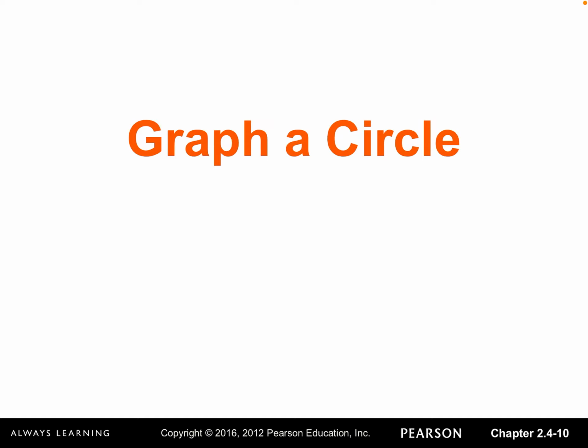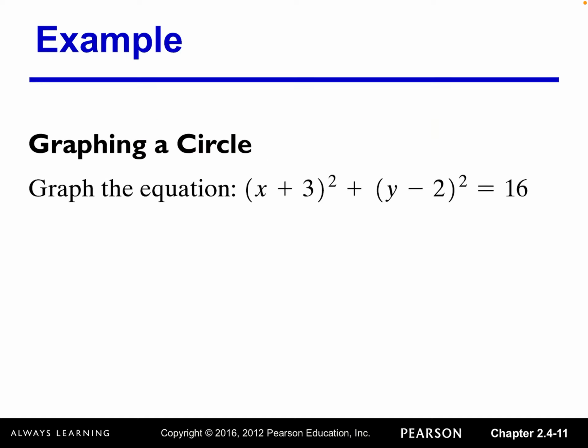Now let's see how we can graph a circle. In order to graph a circle, we need to know some of the key points, right? First, we need to know the radius of the circle, and then we need to know the center of the circle, and then we need to know the 4 key points.